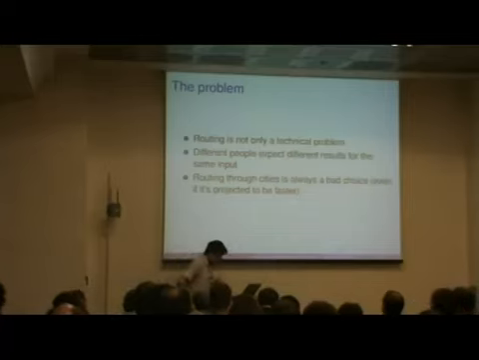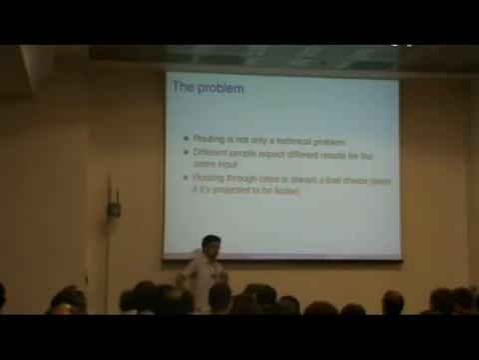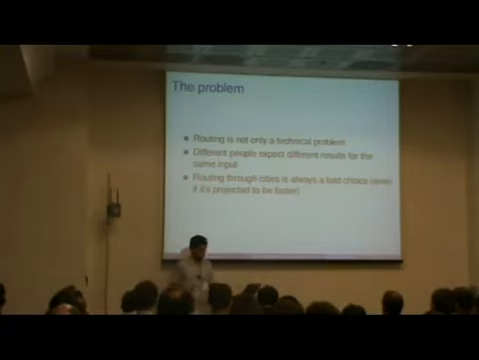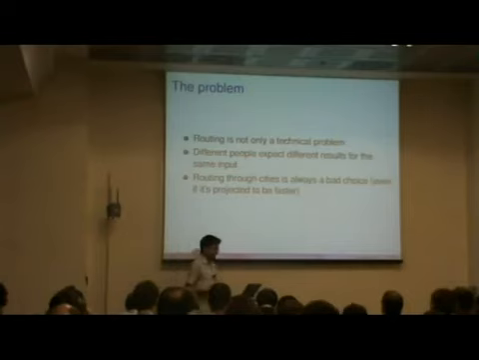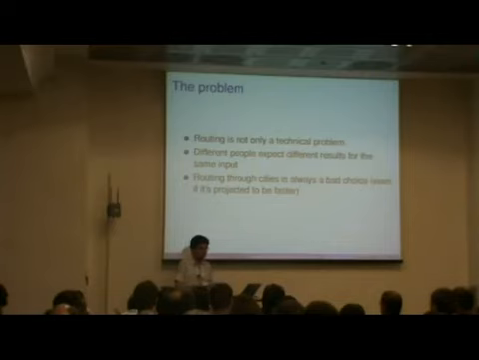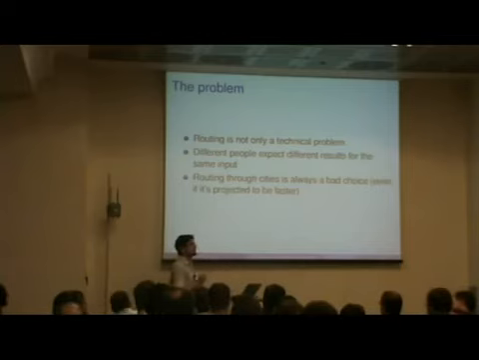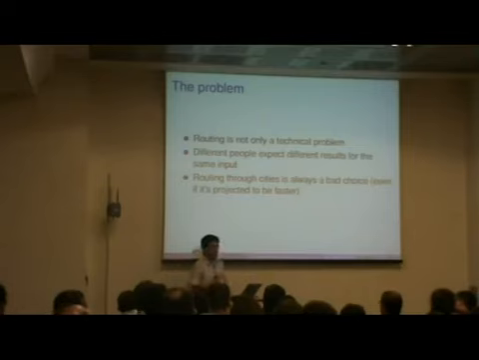And to add to that, routing is not only a technical problem. Some people expect different results for the same start and end points. And this is something that you can't really control, and you just have to select one exact way of doing routing. And routing through cities, even if it gives you two times better results, is a little bit annoying. People don't like being routed through cities.